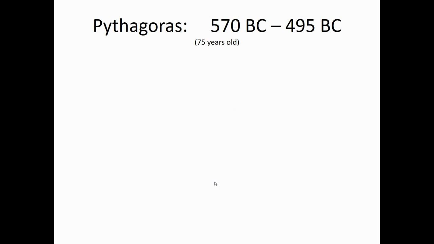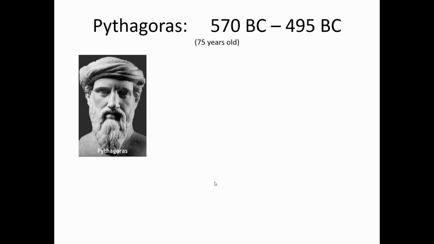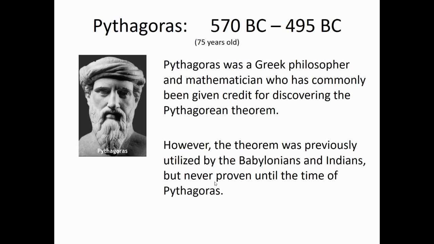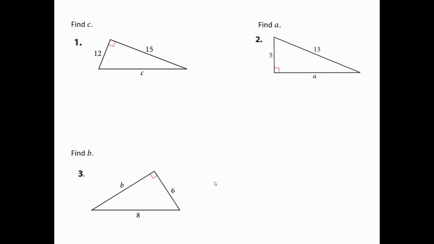So a little bit of history about Pythagoras. He lived to be 75 years old. He was a Greek philosopher, mathematician. He's been given credit for this, but actually there's a lot of evidence that would show the Babylonians and Indians were using it. But it was never proven until the time of Pythagoras. As in, they proved that this works for every right triangle, no matter what, even if the sides aren't whole numbers.